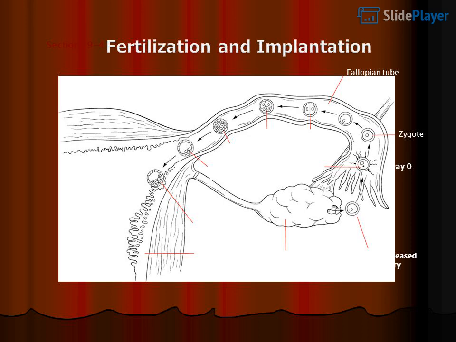Fertilization and Implantation. Section 39-4. Uterine wall. Blastocyst. Morula. 4 cells. 2 cells. Zygote. Ovary. Fallopian tube. Day 3. Day 2. Day 1. Day 4. Fertilization. Day 0. Day 7. Implantation of blastocyst. Egg released by ovary.